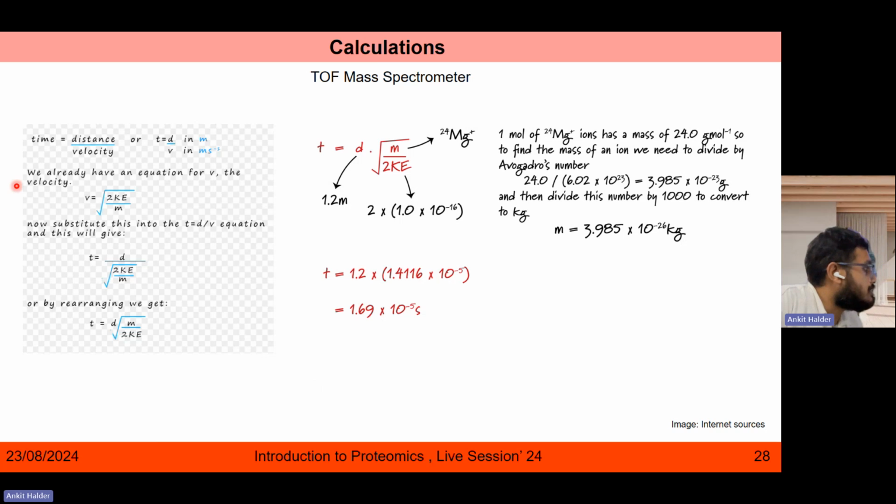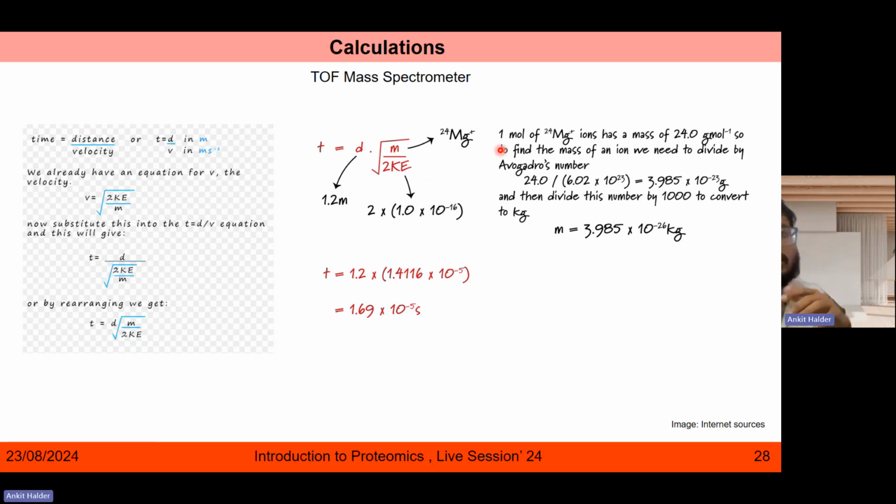So what we are saying is that we are taking time as distance by velocity, simple. We have the equation for velocity as root over 2K by m, because half mv square equals kinetic energy. Now, if we substitute this into t equals distance by velocity, that will be distance by root 2K by m, and if you rearrange it, it will be d root over m by 2K.